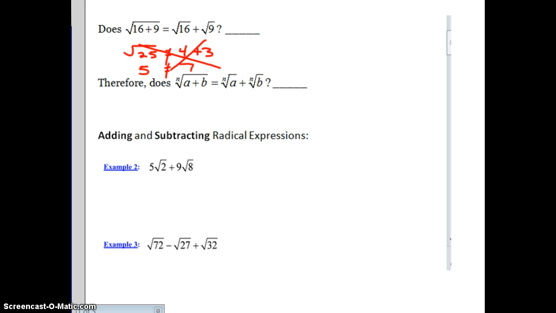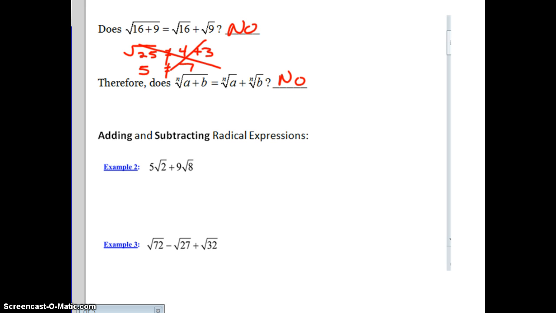So, to answer our question, does the square root of 16 plus 9 equal the square root of 16 plus the square root of 9? Our answer is no. Therefore, does the nth root of a plus b equal the nth root of a plus the nth root of b? If you just replace a with 16 and b with 9, you're going to get a false statement. So, no.